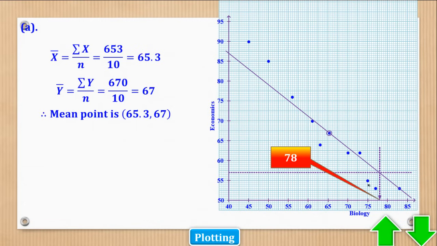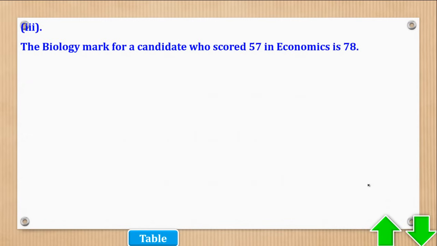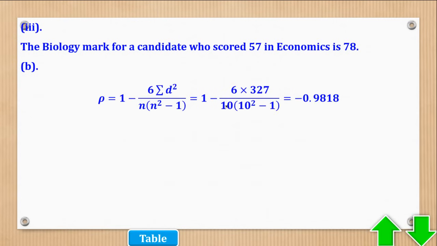So I'll come and say, let me first give a mark for this. So I'll come and say that the biology mark for a candidate who scored 57 in economics is 78. So part B, they wanted you to calculate the rank correlation coefficient. So you quote the formula, substitute, and get the output. Now, it is at this point that I want to tell you to reduce this calculation. It has a negative value. When it has a negative value, it means that even the line of best fit must have a negative gradient.